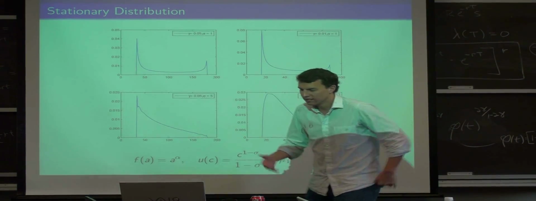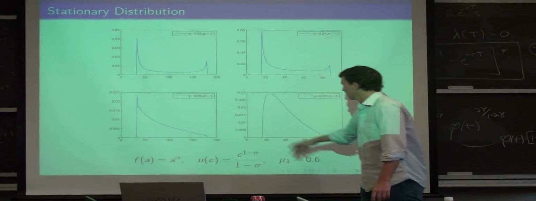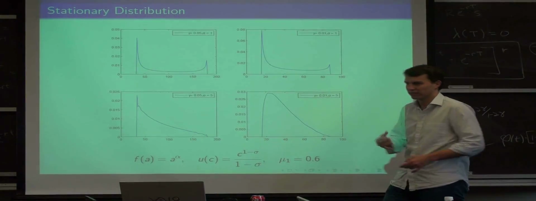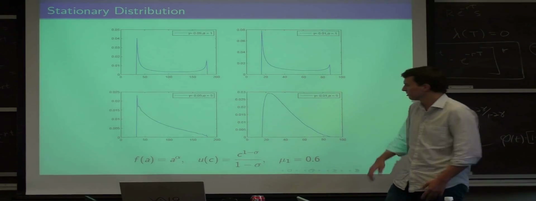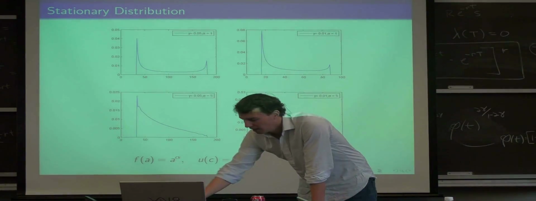So you get these fairly nice looking wealth distributions. I think this looks pretty nice. If you look at data, what the wealth distribution looks like, it looks similar to this, at least.